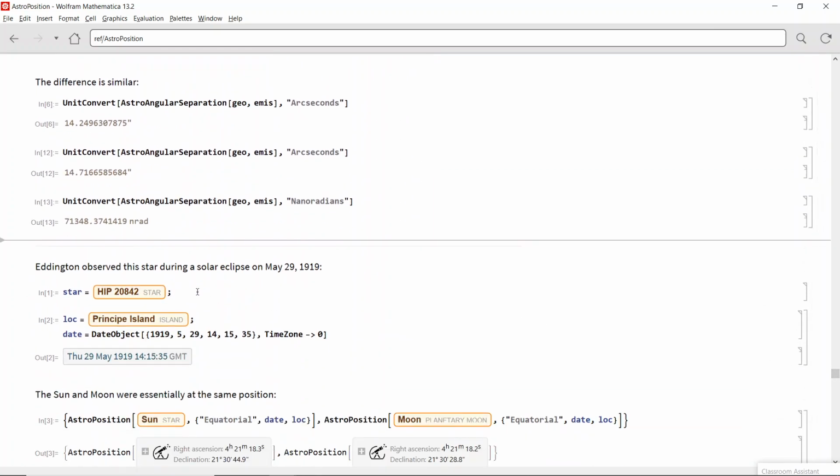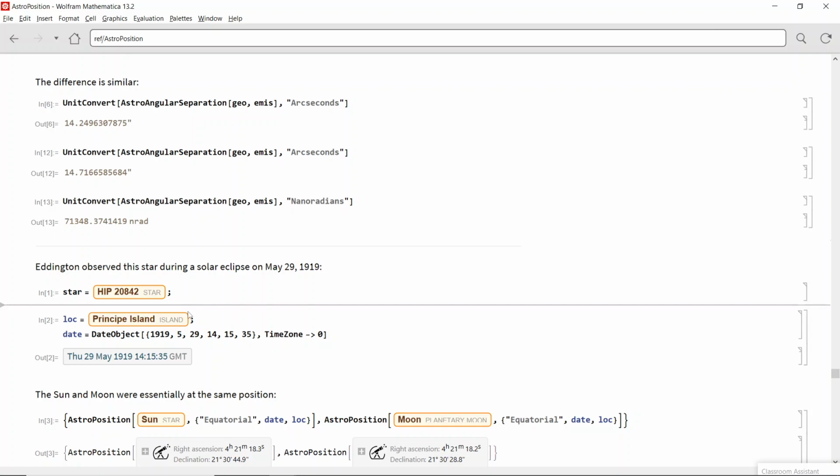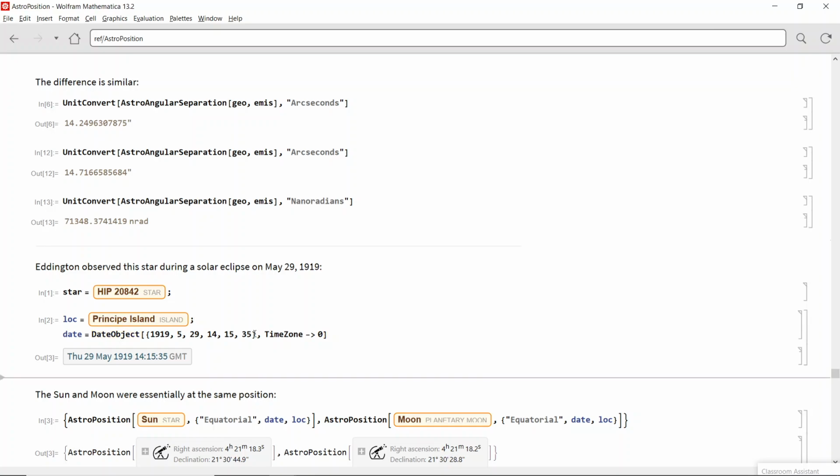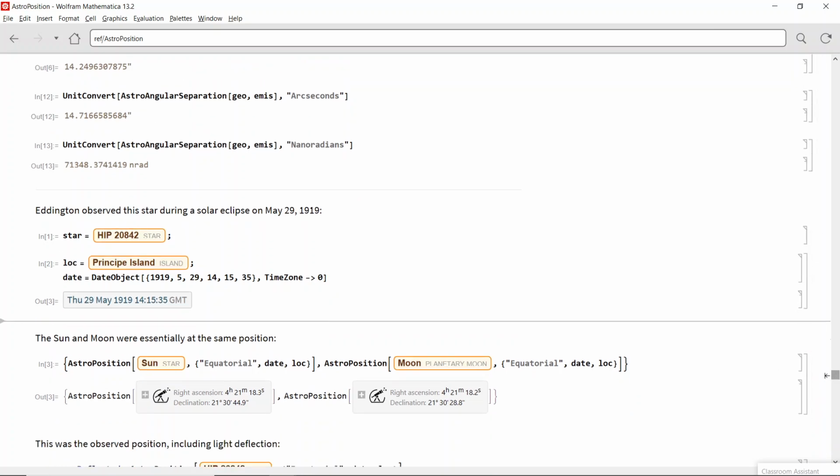Eddington observed this star during a solar eclipse on May 29, 1919. Star equals HIP 20842. Loc equals Principe Island. Date equals date object 1919 5 29 14 15 35. Time zone equals 0. So that's Thursday 29 May 1919 14 15 35 GMT. The sun and moon were essentially in the same position.